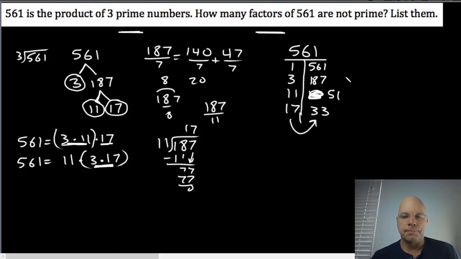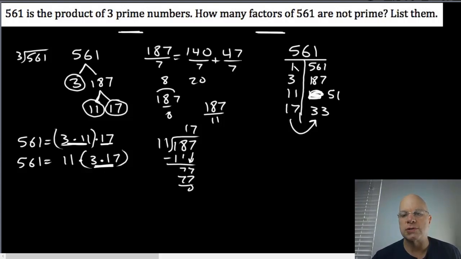Okay, then we just have to, I say we just have to do this, but actually this is sometimes the most important part of the problem, especially if you're taking a test. You do all this hard work, make sure you don't forget to answer the question that's being asked, because we haven't yet done that. 561 is the product of 3 prime numbers. Okay, we found those. How many factors of 561 are not prime? We have all the factors of 561 now.